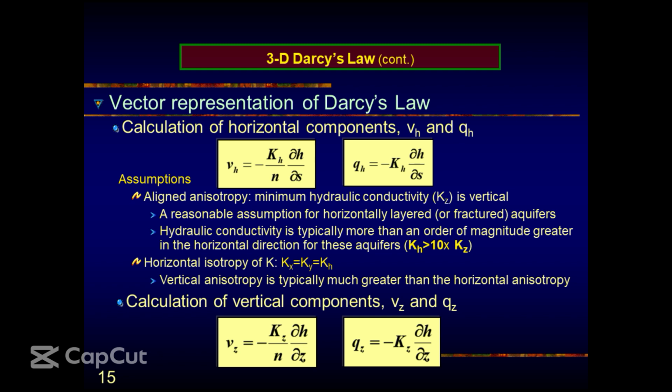What do you mean by aligned anisotropy? Sir, it's a condition where the aquifer properties are not the same at any given point. Are not the same? Want to help him out? That is when the properties are not the same in all directions. Yeah, you are defining anisotropy.